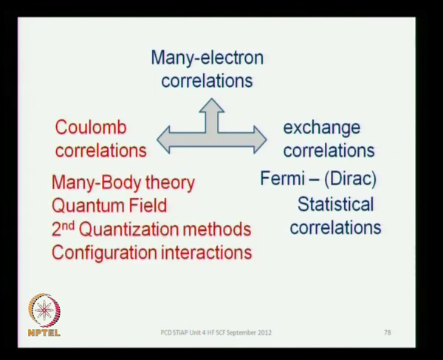And to handle Coulomb correlations, you must go beyond the Hartree-Fock, and there are methods which are very well developed. This is formal many body theory. Even Hartree-Fock is a many body theory in a certain sense. But when atomic physicists talk about many body theories, they usually talk about going beyond the Hartree-Fock. Okay? And you use quantum field theoretical methods, you use the second quantization method or configuration interactions, you do things like multi-configurational Hartree-Fock, and we will talk about it if and when we survive the Hartree-Fock.